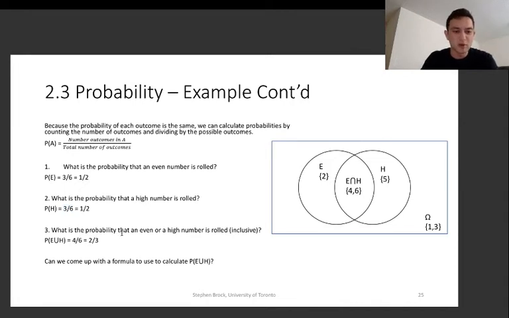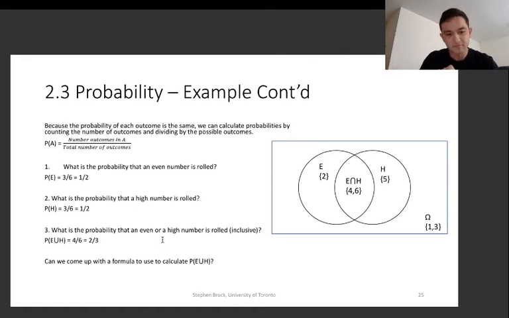What is the probability that an even or a high number is rolled, inclusive? So this is a little trickier because now we're looking at two events. We're actually looking at the union of two events, right? So we're looking at E or H, right? So we have 2, we have 4, 6, and we have a 5, right? So together, that is 4 elements, and there's 6 in total, so that's just 4 over 6, which is 2/3.